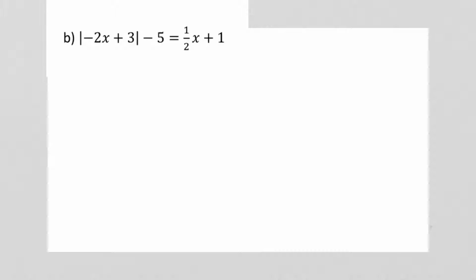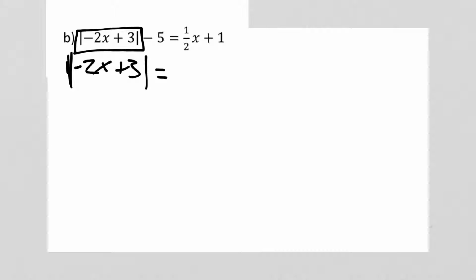All right, 3B, absolute value equation. So let's go ahead and start by getting this bit there by itself. Get the absolute value stuff by itself. So absolute value of negative 2x plus 3 equals 1/2 x plus 6. I've added that 5 to both sides. Now that I have the absolute value by itself, I'm going to split it into two equations.